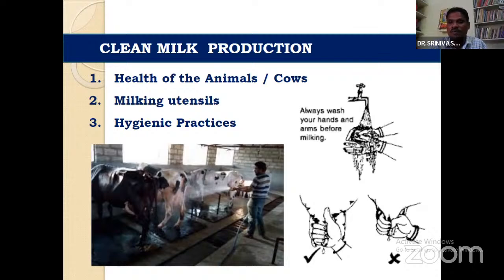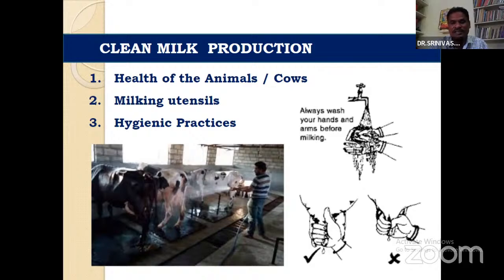We can see one Jersey and HF cow can give up to 40 liters of milk per day in their conditions. In at least Indian conditions, you can have up to 20 liters per day. But if you take our local cows, you can get around 1 to 2 liters, maximum up to 3 liters.